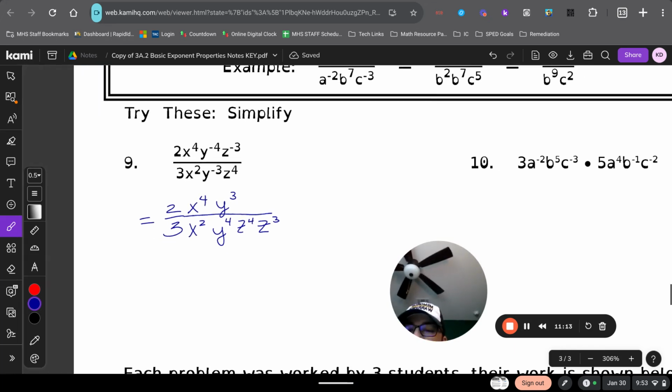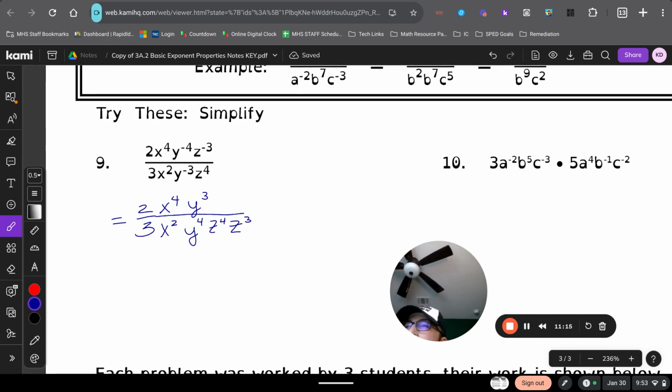Okay, now to finish this out, we can do our normal quotient property and product property if we have any. So we have 2 over 3, which I can't reduce any smaller, so that's going to stay 2/3. Our x to the fourth over x squared, 4 minus 2 would be 2, so we're going to end up with x squared on the top. Our y to the third and our y to the fourth, 3 minus 4 would be negative 1, so we have y to the negative 1.